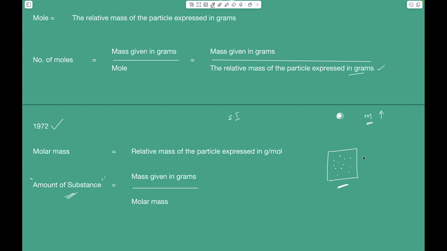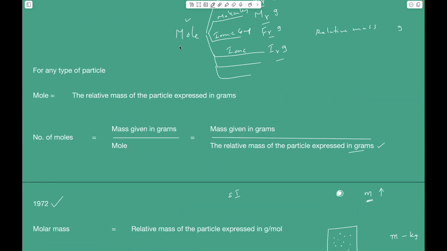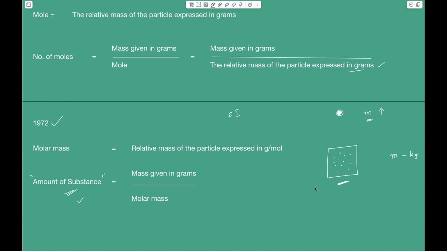Now, every fundamental physical quantity, or for that matter, every physical quantity, must have a unit. For mass, the unit is kilogram. Now, if amount of substance is a fundamental physical quantity or a physical quantity, it also must have a unit. Quite surprisingly, they gave the name mole for the unit of amount of substance.